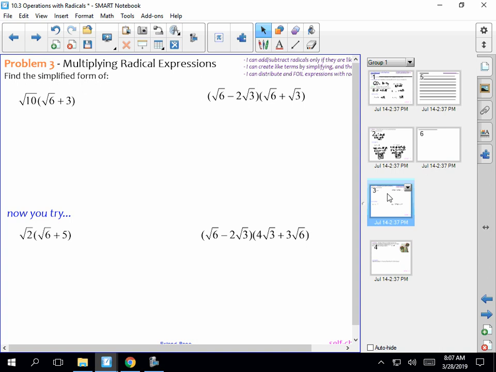All right, multiplying radical expressions. It works the same as multiplying algebraic expressions. We have parentheses, so we have to distribute. So this would be root 60 plus 3 root 10, so distributing.